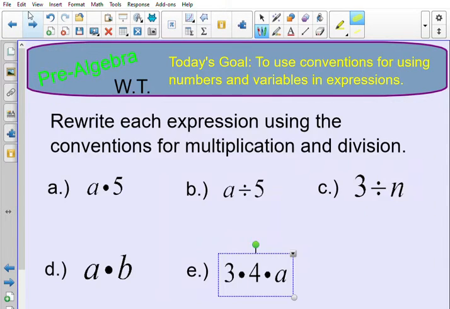Next, you will take a couple minutes. We're going to pause the video. I need you to rewrite each of these expressions using the conventions for multiplication and division. I will give you approximately 2 minutes. You can pause the video now.